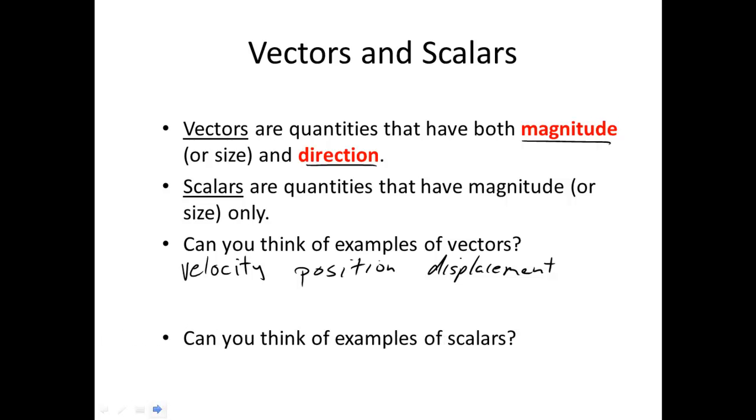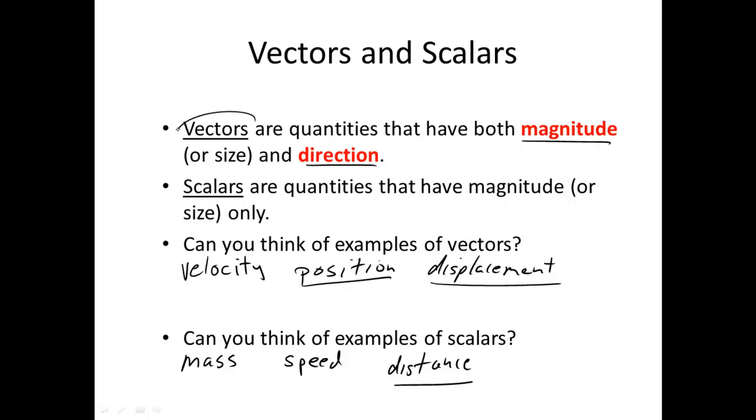What about some examples of scalars? Mass is a scalar because it has magnitude but not direction. The same with speed and distance. So you'll notice that these three things, distance, displacement, and position, are very similar, but you need to know the difference between which ones are vectors and which ones are scalars and why that's the case. So all through the school year, make sure you keep track of what are vectors and scalars because there are always multiple choice questions regarding the difference between those two.